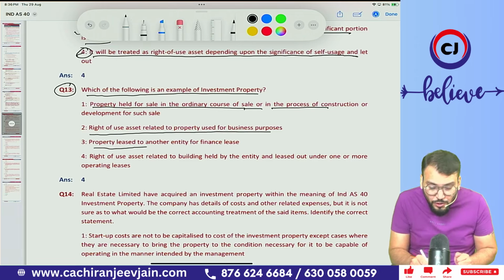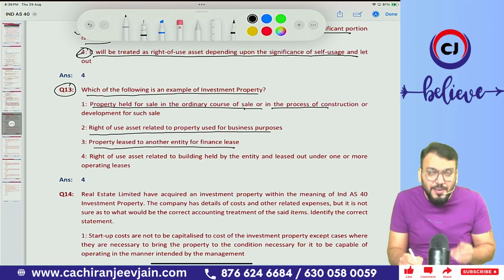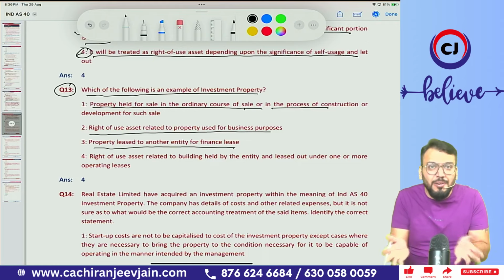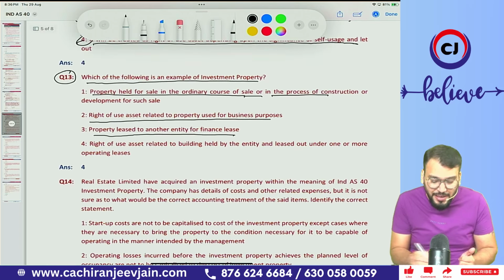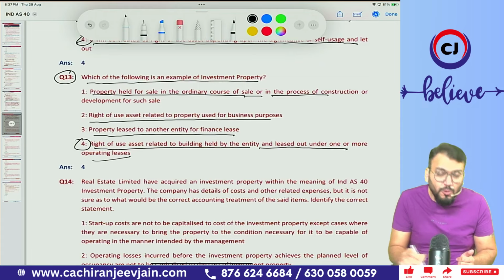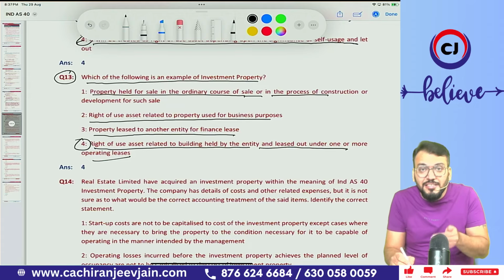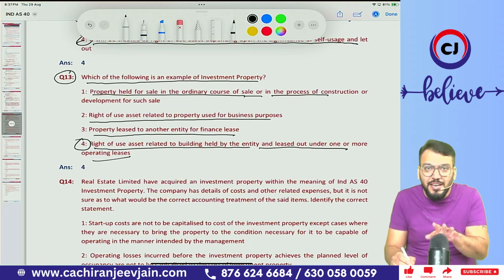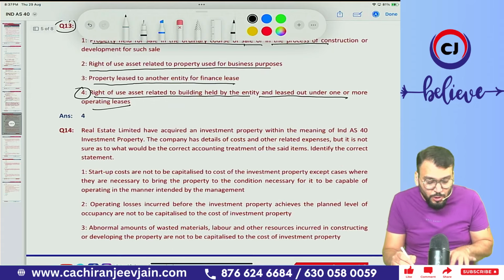Property leased out to another entity for finance lease. Once it is given on finance lease, it will be de-recognized. The question of classification will not arise. ROU asset related to building held by the entity and leased out under one or more operating lease. So option number 4, if you have taken an asset on lease and sublease on operating lease, that will be classified as investment property. The option number 4 is correct.